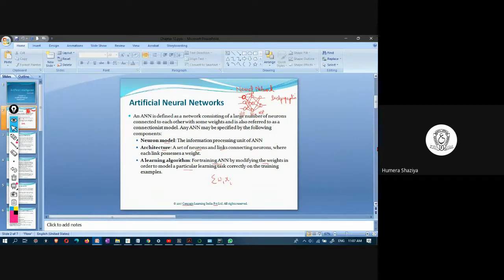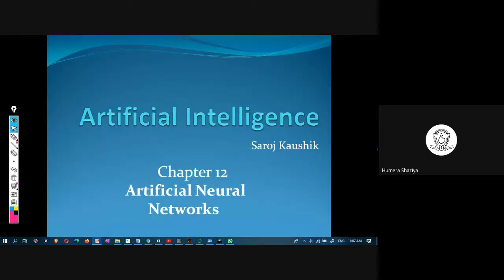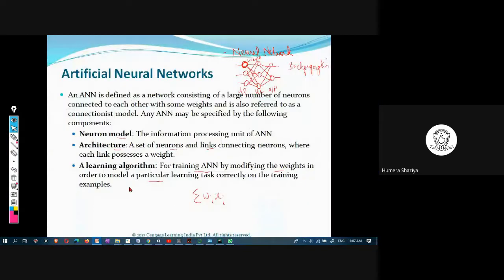A neural network comprises a set of nodes or neurons. What is the use of neural network? Well, neural network is used to make an AI system learn what? Learn the parameters so that the system could predict or classify or do certain tasks which are done by humans.